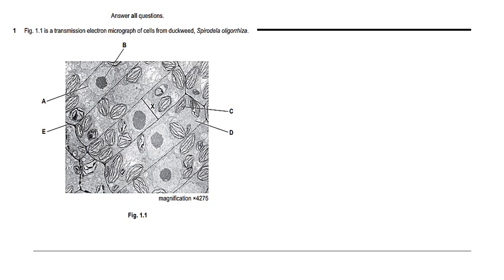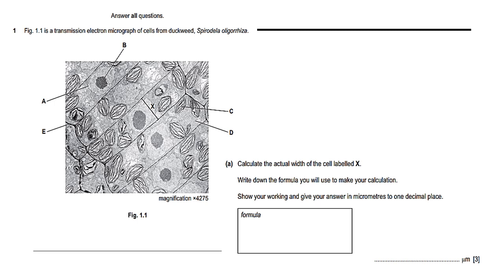All right, let's start with the first one. So the first question here says figure 1.1 is a transmission electron micrograph of cells from duckweed, Spirodella oligorhiza. I haven't done microbiology in such a long time that I just forget how to pronounce these names. Anyway, let's look at the first question.